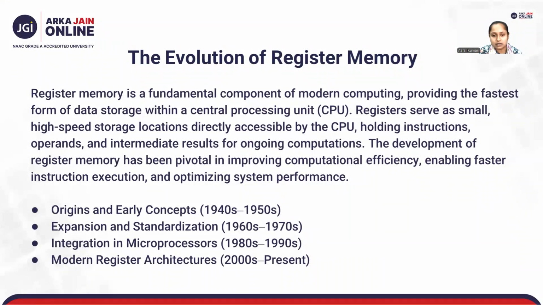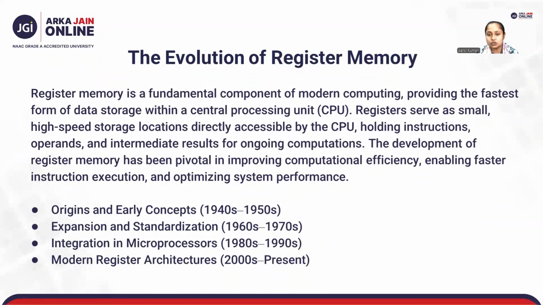Expansion and standardization, 1960s to 1970s. During the 1960s and 70s, computer architecture saw rapid advancements, leading to the standardization and expansion of register memory. Key developments include general purpose registers, GPRs. Early CPUs had limited registers dedicated to specific tasks. The introduction of GPRs allowed for more flexible and efficient computations.